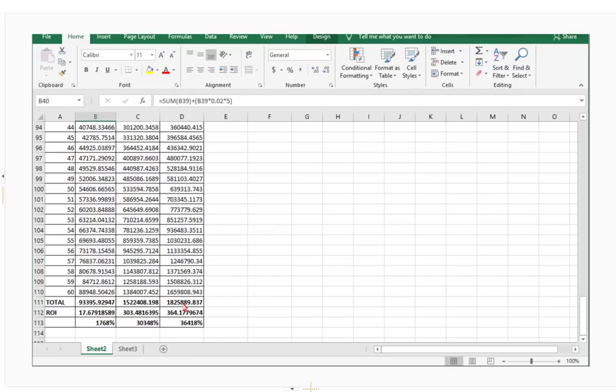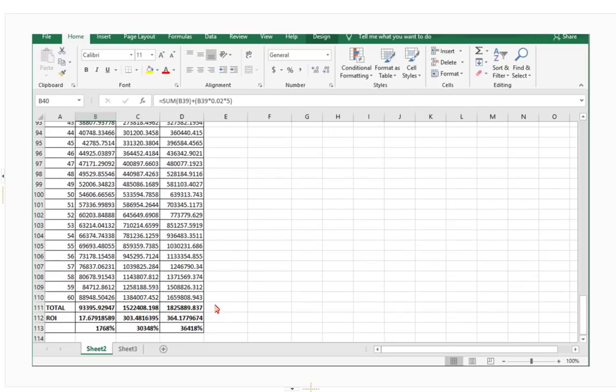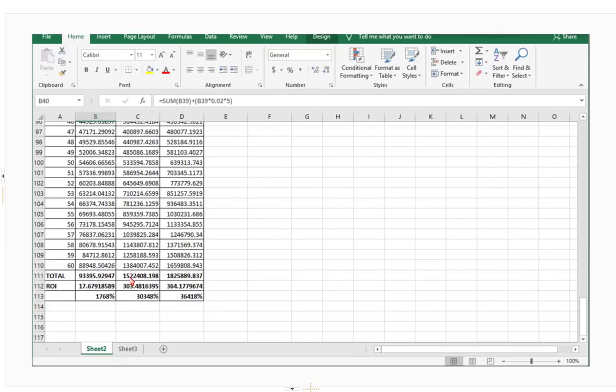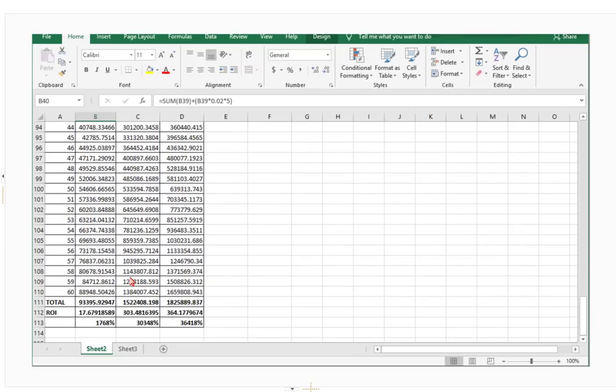Okay? So that's an overview of that sheet. Like I say, 1% risk versus 2% risk, you can see it's a huge difference in here when you compound it out. Yeah, it's a huge difference.